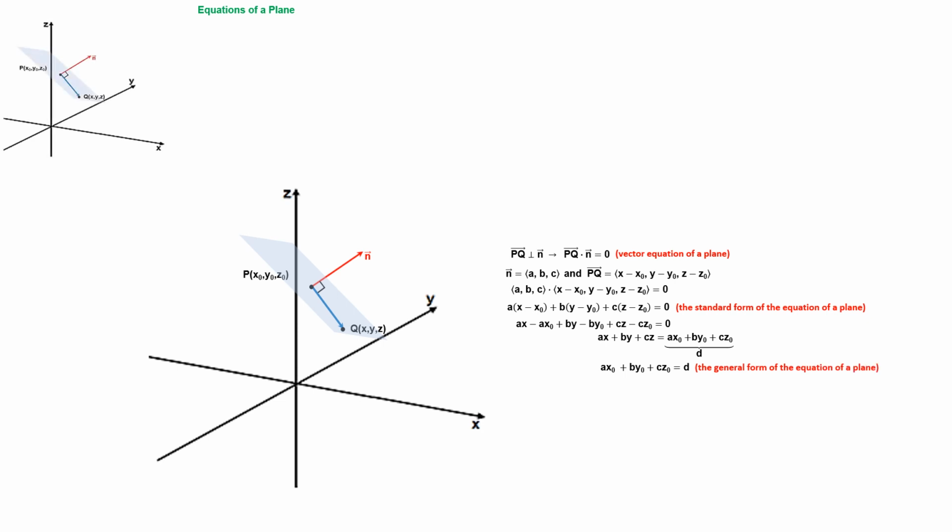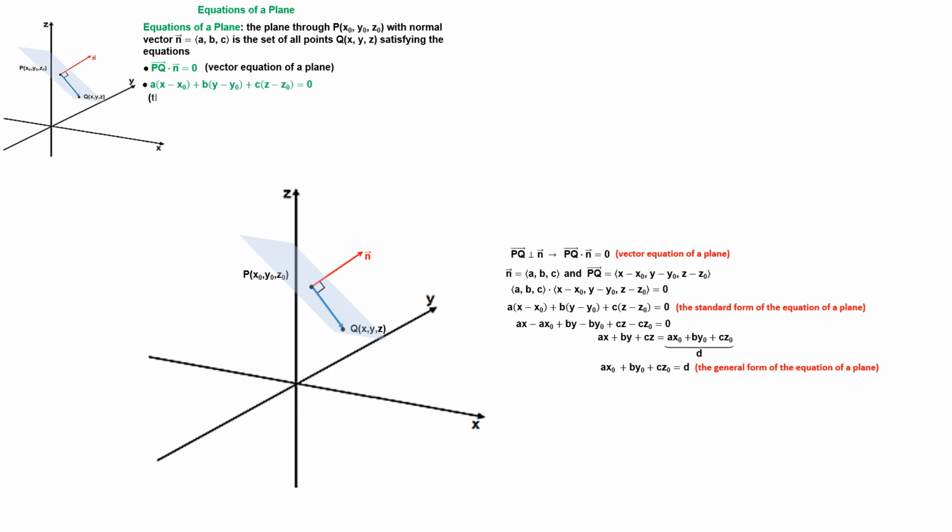We now summarize the results as follows. Equations of a plane. The plane through point P with normal vector n is the set of all points Q satisfying the equations. Vector equation of a plane. The standard form of the equation of a plane. The general form of the equation of a plane.